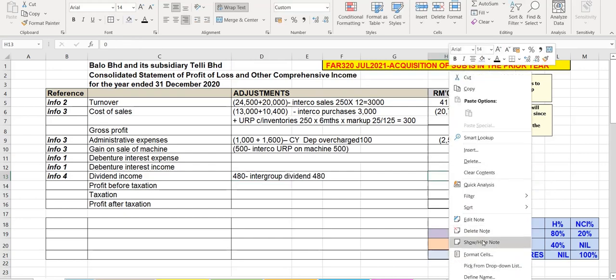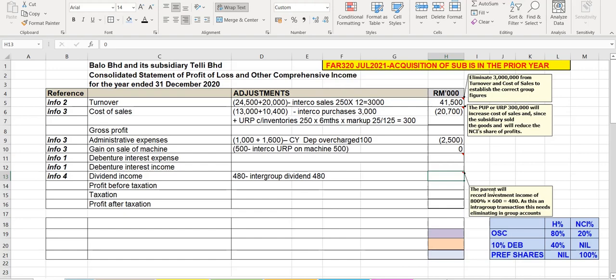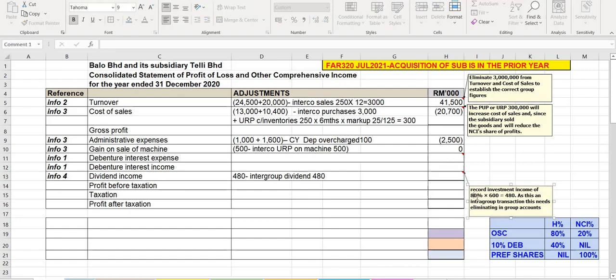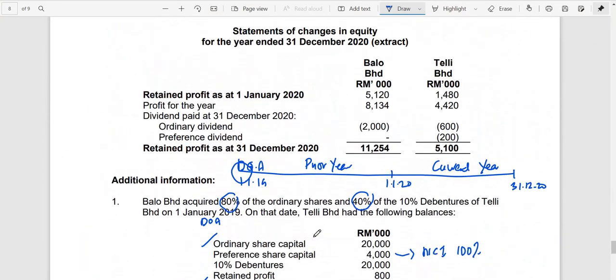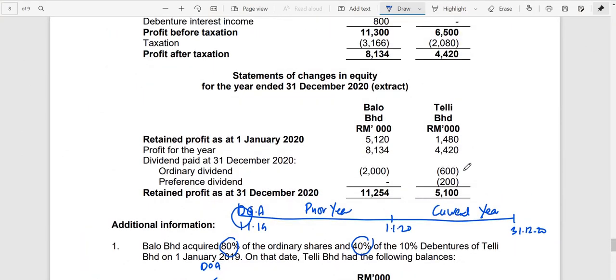this is some notes for you to take. Perhaps the parent will record the investment income, which is the dividend income, 480, sorry, it is actually 80% times 600. 600 here is the dividend by the subsidiary. So if you go to the dividend by the subsidiary in the statement of changes in equity, you have ordinary dividend of 600. And out of this 600, there is one part that belongs to the parent, and there is also a part that belongs to the NCI. So the one that belongs to the parent is 80%.